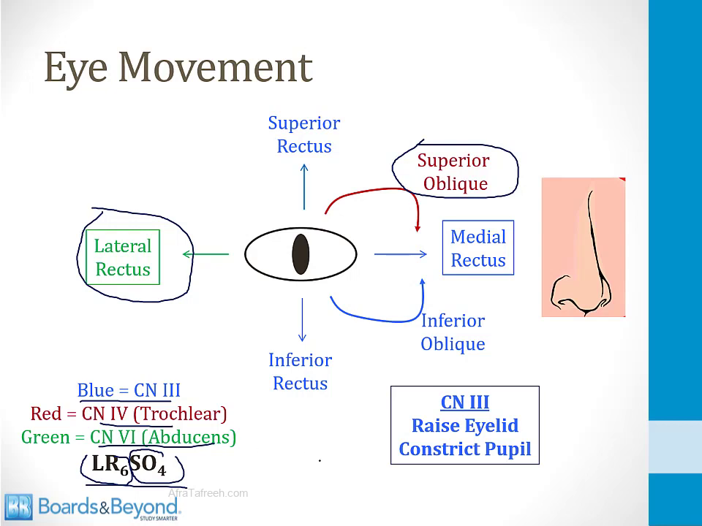And then finally, I just want to mention that besides eye movement, cranial nerve 3 innervates some muscles that carry out other actions related to the eye. Cranial nerve 3 innervates muscles that can raise the eyelid. It also carries parasympathetic fibers with it that can constrict the pupil.